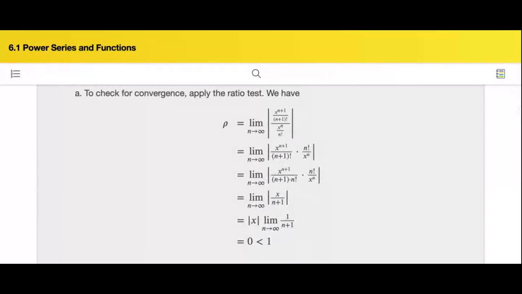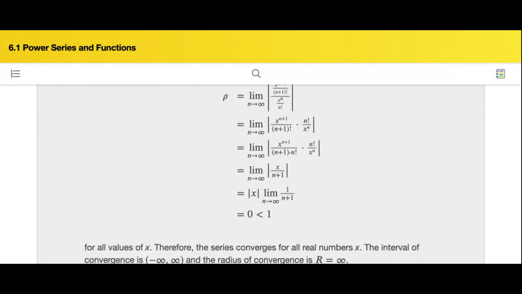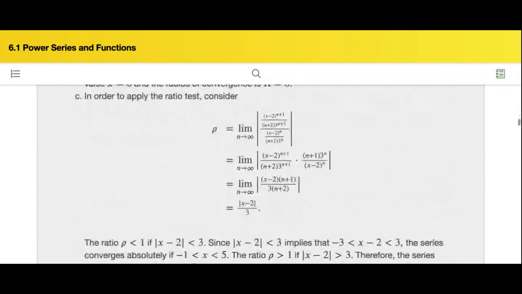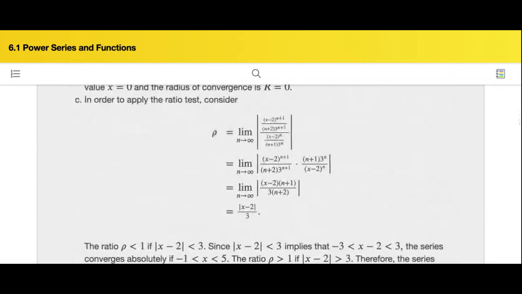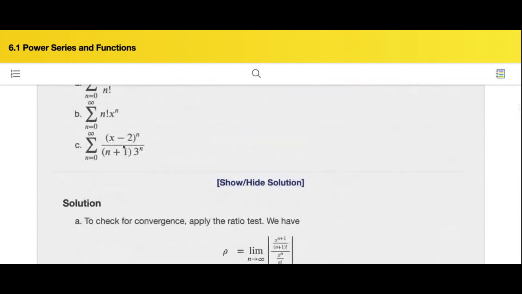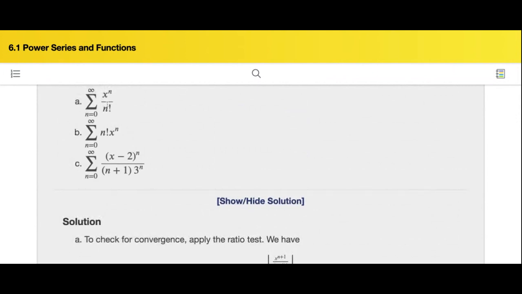All right. Okay. Any other questions? Should we go for C? So C is x minus 2 raised to n divided by n plus 1 times 3 raised to n. Okay, A is centered at 0, B is centered at 0, and C is centered at 2. Right? So the center of convergence for C is 2.